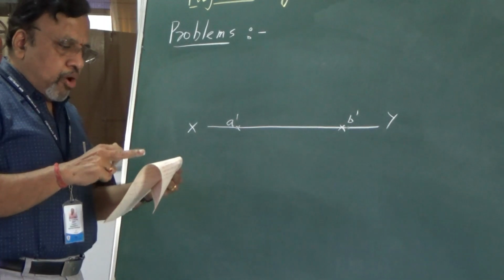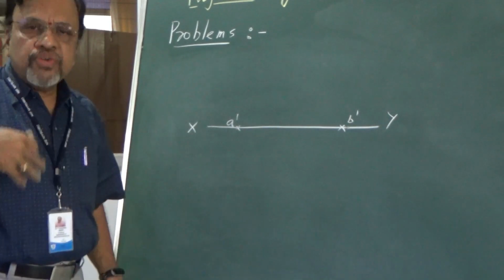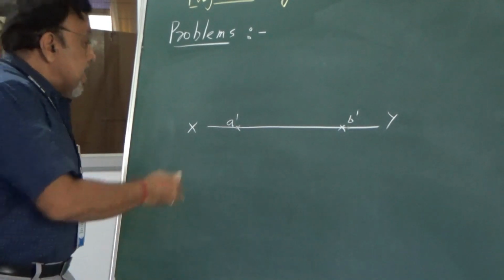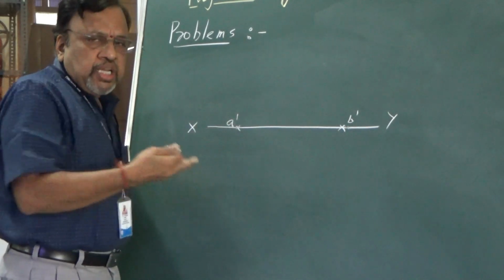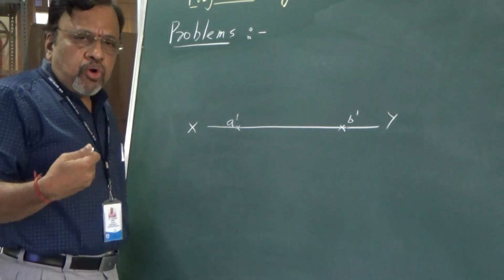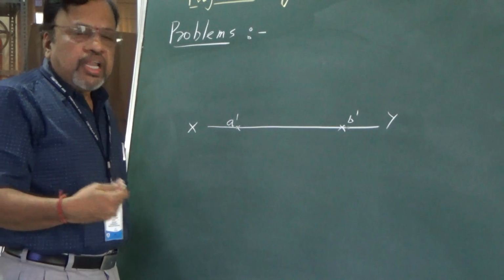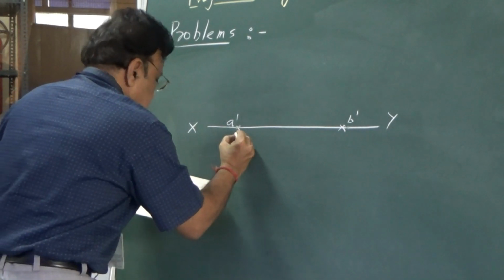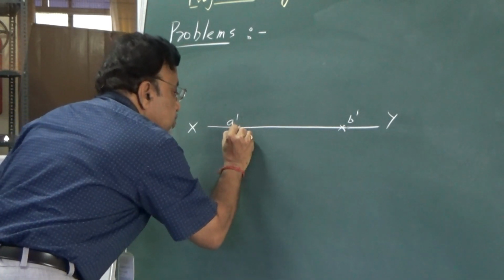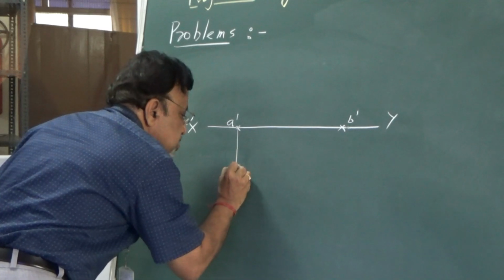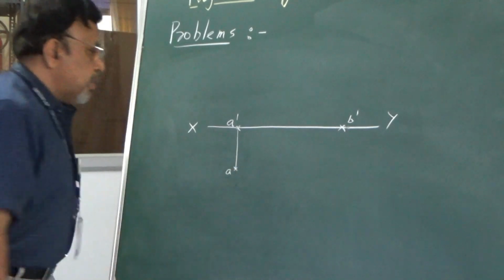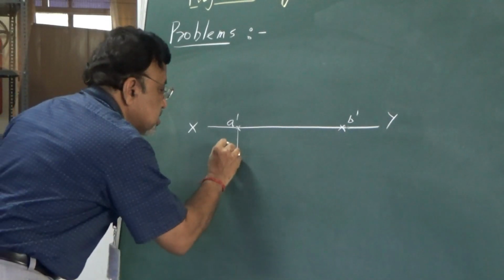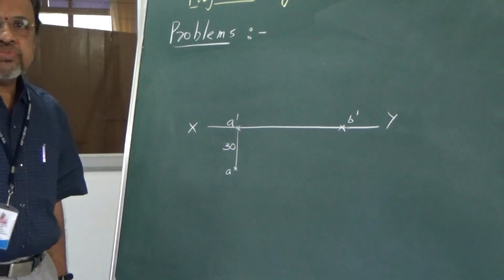Then it is given that point A is 30 mm in front of VP. That means your A should be below XY, because in front of VP means the top view of that particular point should be below the XY line. So I have just taken the distance, which is given as 30 mm. This is point A, and this distance is 30 mm.